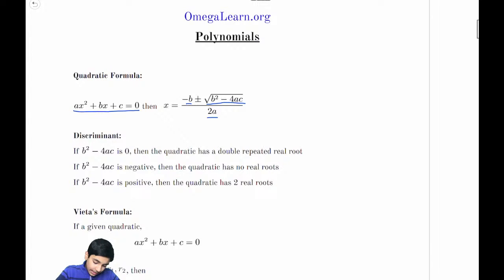So b squared minus 4ac is this part over here. In the quadratic formula, if that's equal to 0, then the quadratic has a repeated double root. If it's negative, then the quadratic has no real roots. Basically, the reason this is true is if you plug into the quadratic formula, if it's 0, you'll have two roots like 3 and 3, for example. It's a repeated double root. So if b squared minus 4ac is positive, then this quadratic has two real roots.